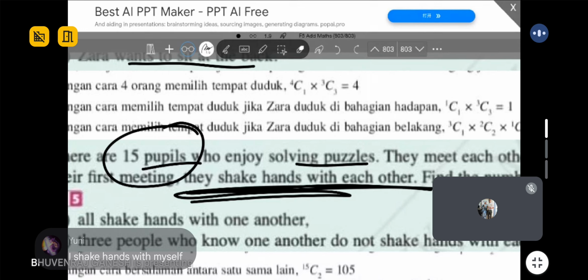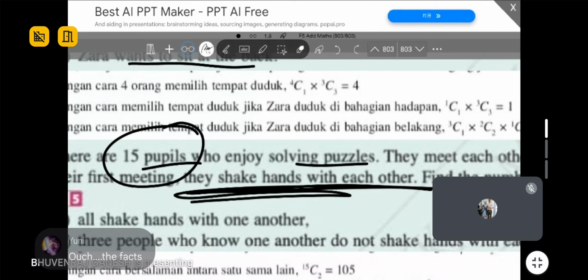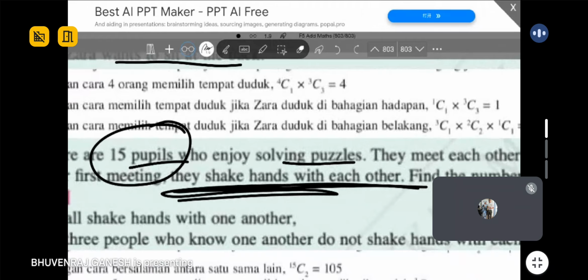Shake hand with yourself? Very good. Means that you're the most lonely person in the world. Very sorry. So that one for your case is 15C1. Then you're right, okay, so the answer is 105.